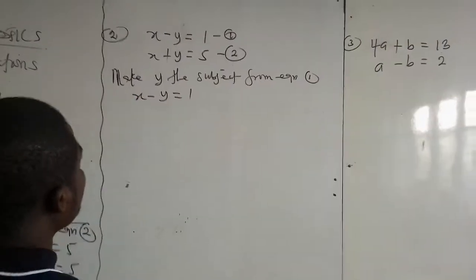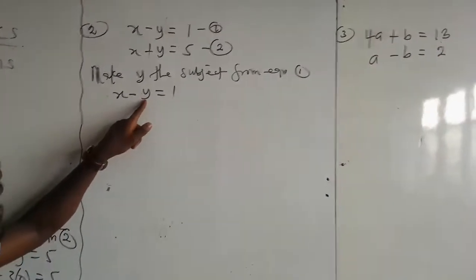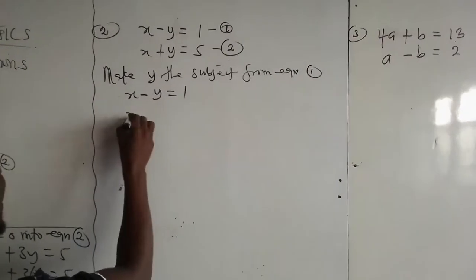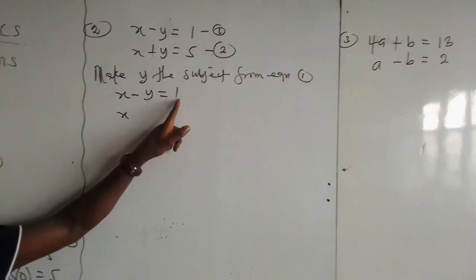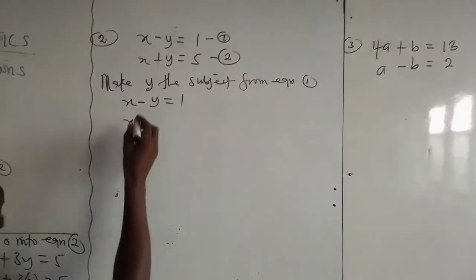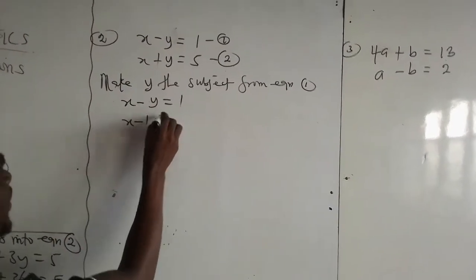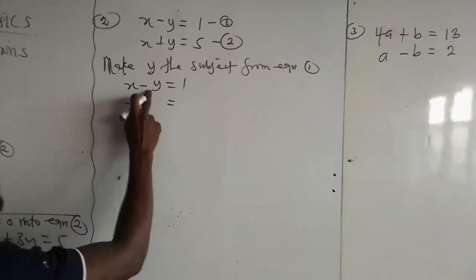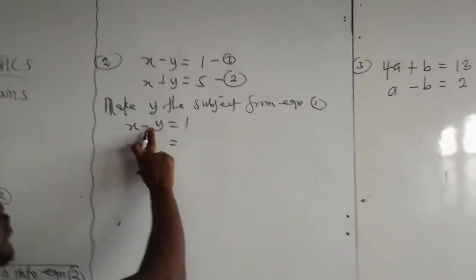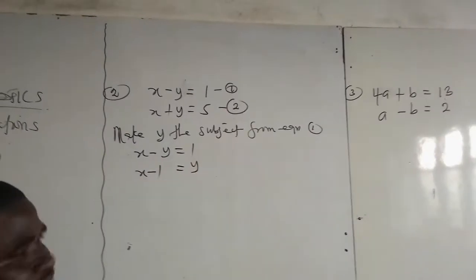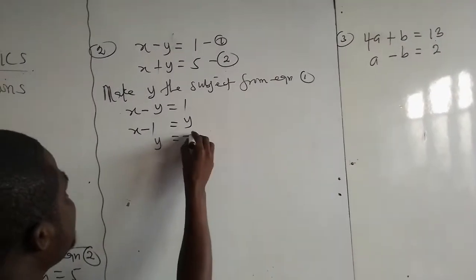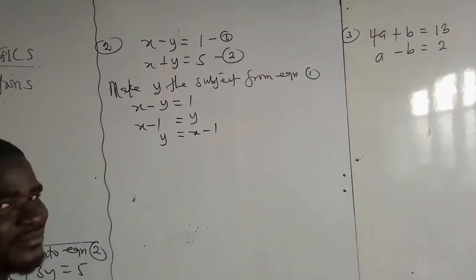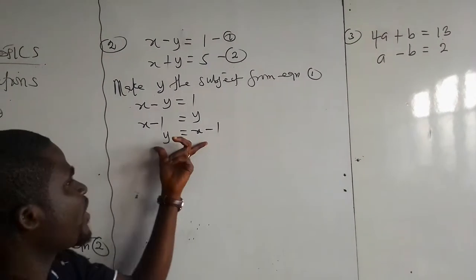Now, because I want to make y the subject, x will stay. The 1 will cause the equal sign to have negative 1, because now this y is negative, so it will cause the equal sign to become positive. So therefore, y is equal to x minus 1. So now y is the subject.